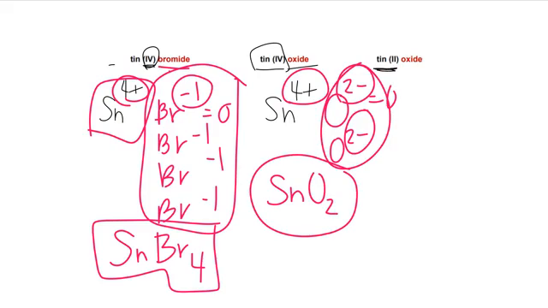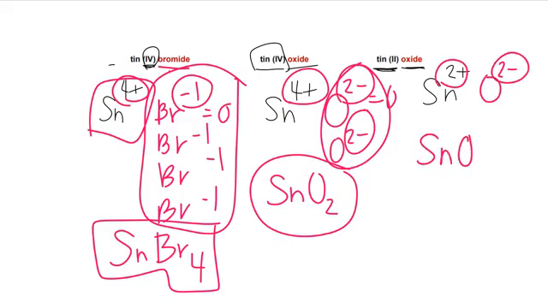And then let's look at our last example here. This tells me tin 2. So Sn with a 2 plus charge. And oxide, we know oxide is O2 minus. So again, if I look at my +2 and my -2, that equals 0 right off the bat. So I just need 1 Sn and 1 O.